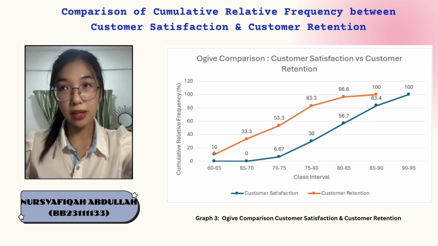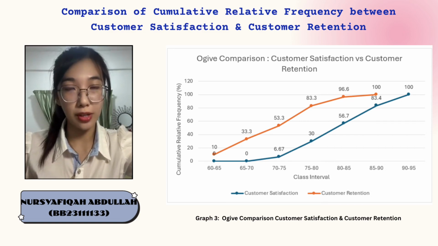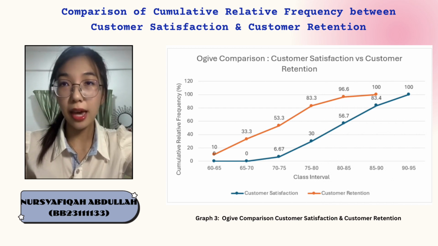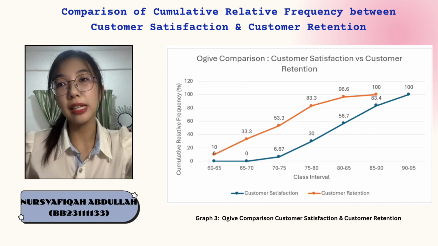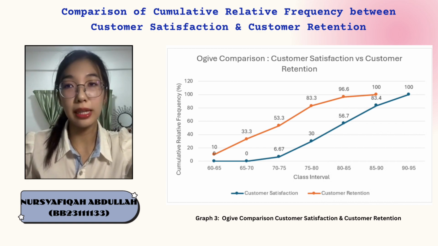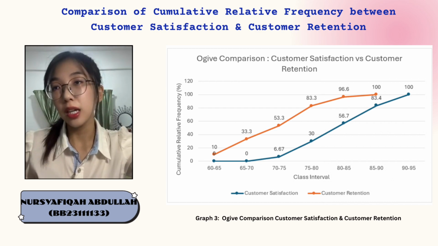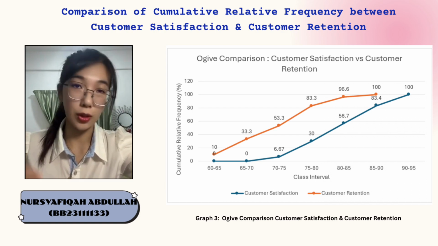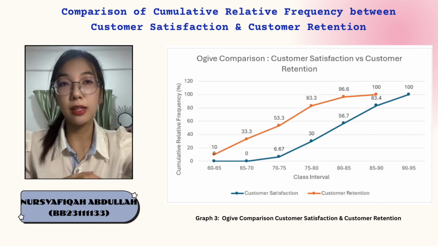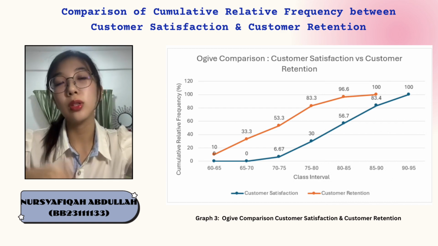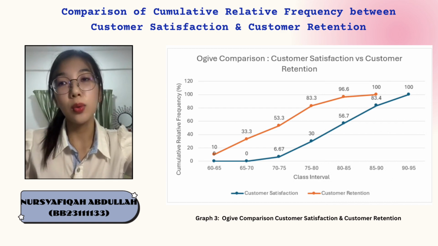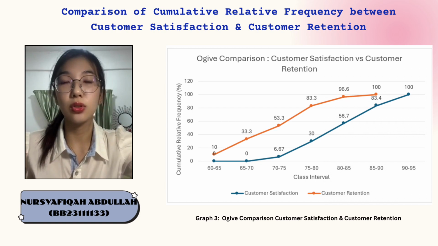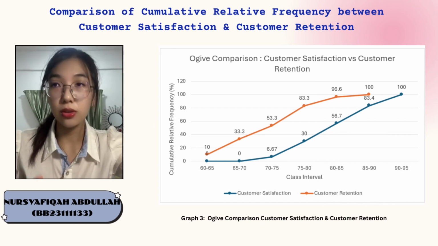The orange line here represents the customer retention. It rises sharply at the beginning and then flattens, showing that a large portion of customers are retained at lower levels. Meanwhile, the blue line represents the customer satisfaction, which rises more steadily and gradually. This pattern in the ogive confirms what we saw earlier in the histogram, which is that satisfaction is spread out while retention is heavily concentrated in the lower intervals.